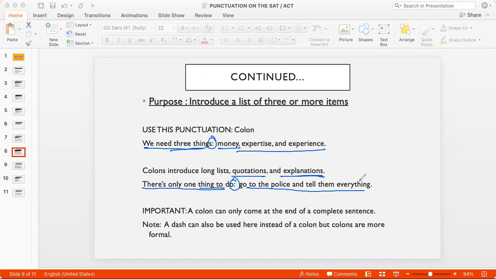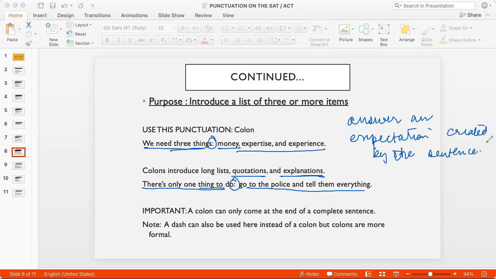So I think a better way to describe a colon is not just to start a list, but to answer an expectation created by the sentence. It answers an expectation created by the sentence. What does that mean? When I say there is only one thing to do, the sentence creates an expectation about what that one thing is, right? As a reader, I want to know what that one thing is. So you put a colon and you tell the reader what that one thing is. Go to the police and tell them everything, right? When I say we need three things, it creates an expectation of what those three things are. So you put a colon and you mention those three things, right?